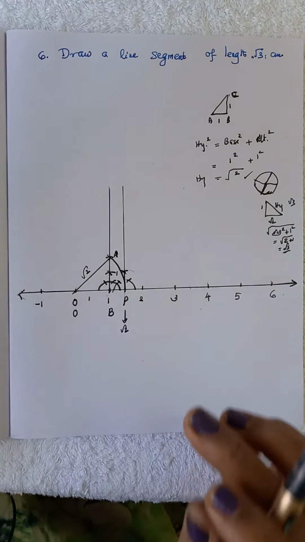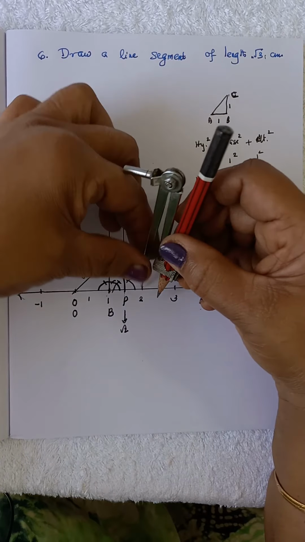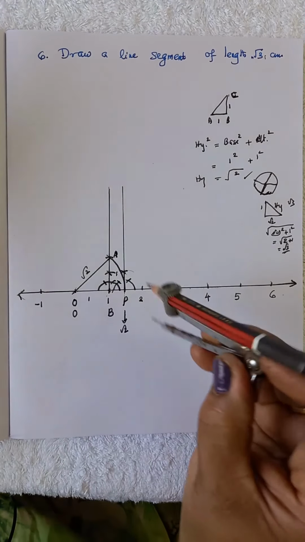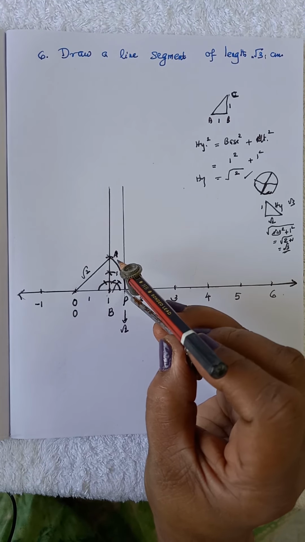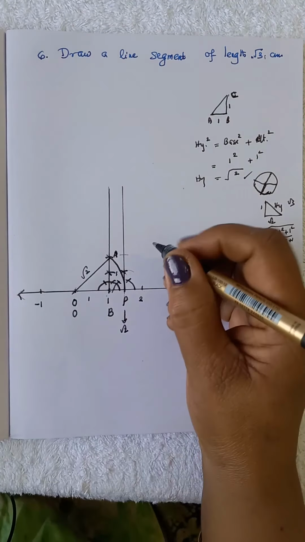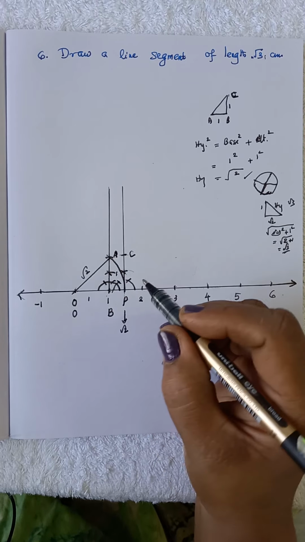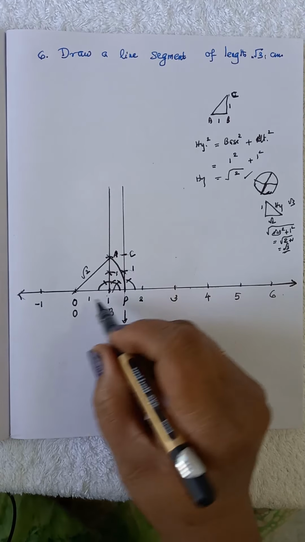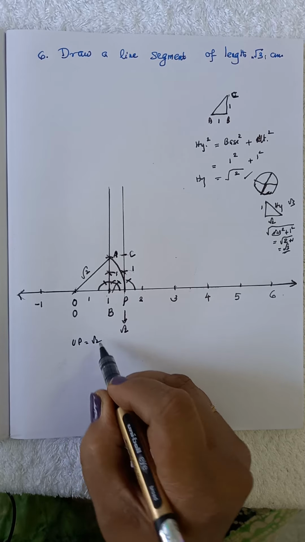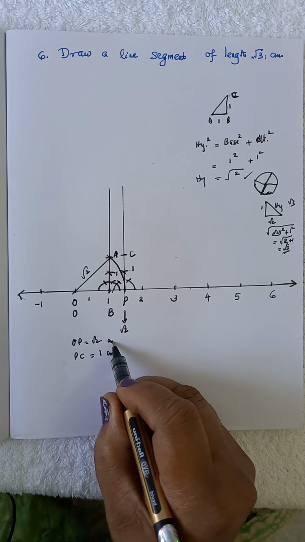Now join this P to this intersecting point so that this will be the perpendicular to the number line through this point P. Now we will take 1 unit here also. So take 1 unit in the compass, 2 to 3 we can take, that is 1 unit, and then place it here at P and draw a marking on this perpendicular. So it cuts here and we will mark this point as C. Now join this O to C. So this is 1 unit and this length is root 2. OP is root 2 and PC is 1 centimeter.